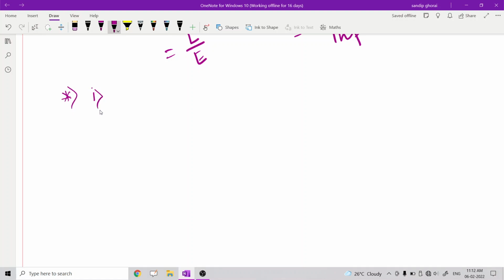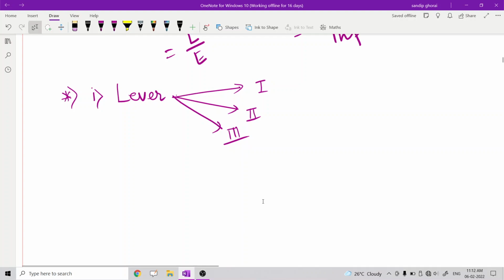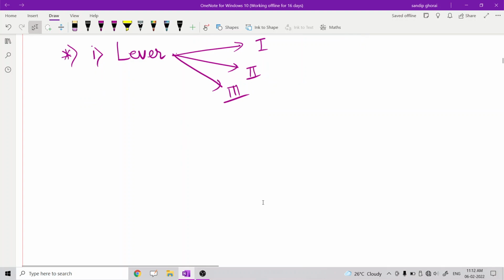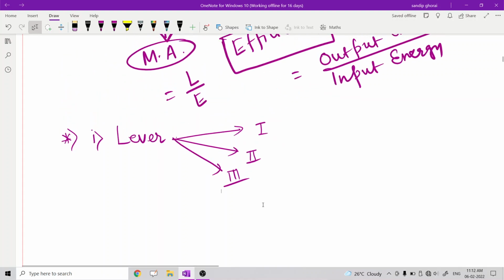The first one is the lever, and here you just think about three types, or three classes, of lever. Class 1 lever, class 2 lever, and also class 3 lever. I already discussed this part, so we just remember this. For these three types of lever, just remember where the position of the load is, where the position of the effort is, and where the position of the fulcrum point is.